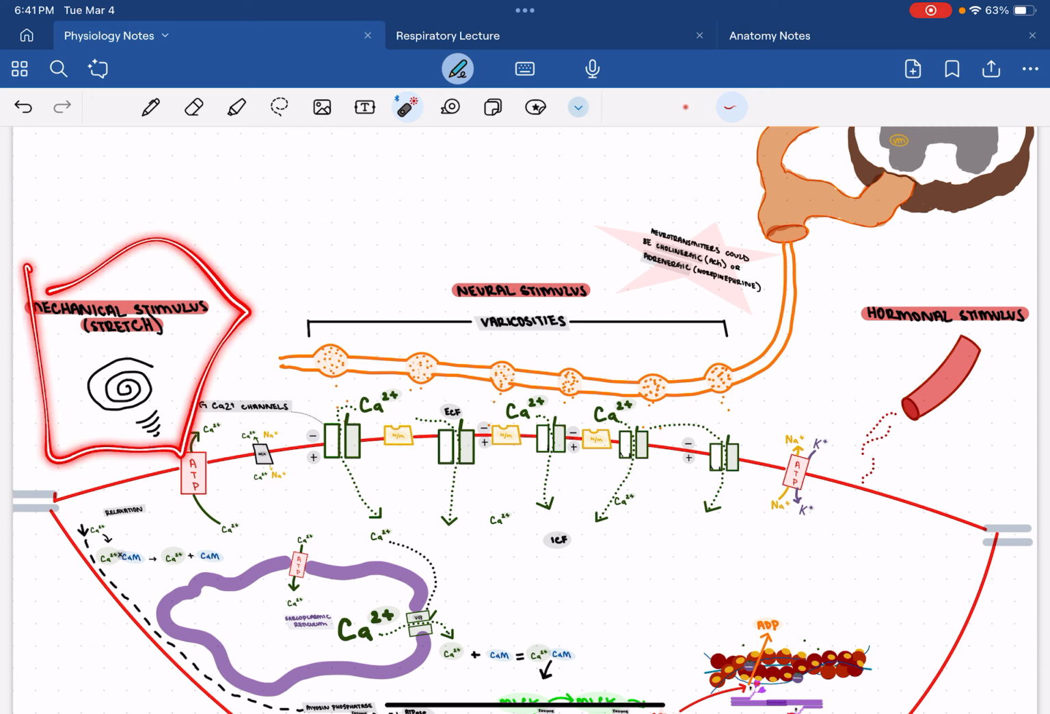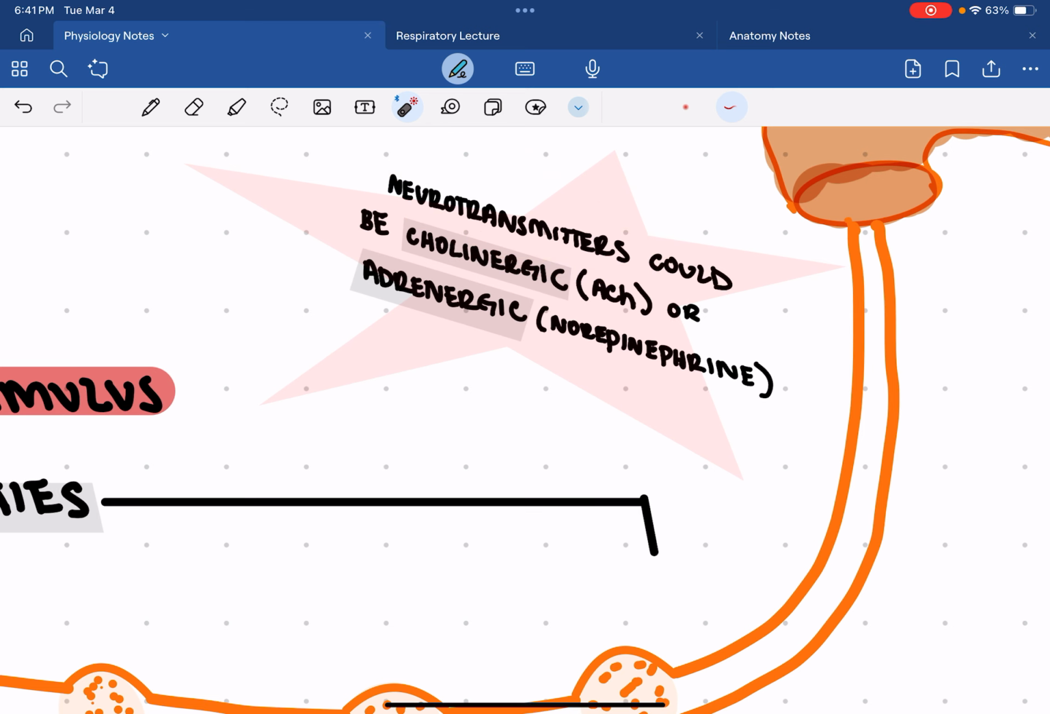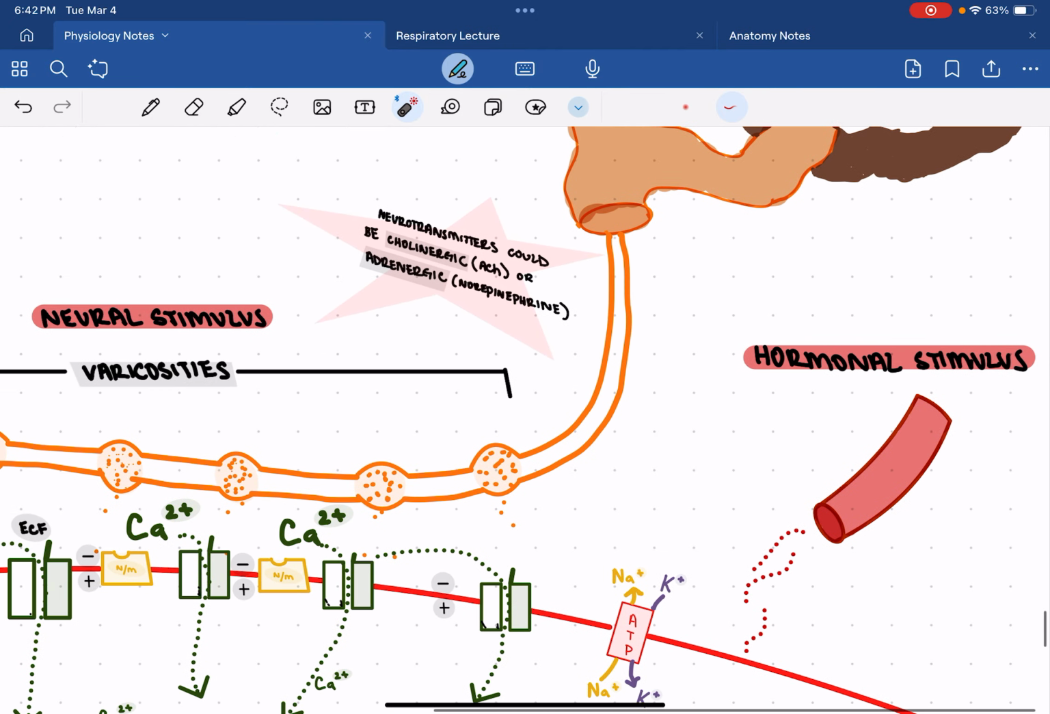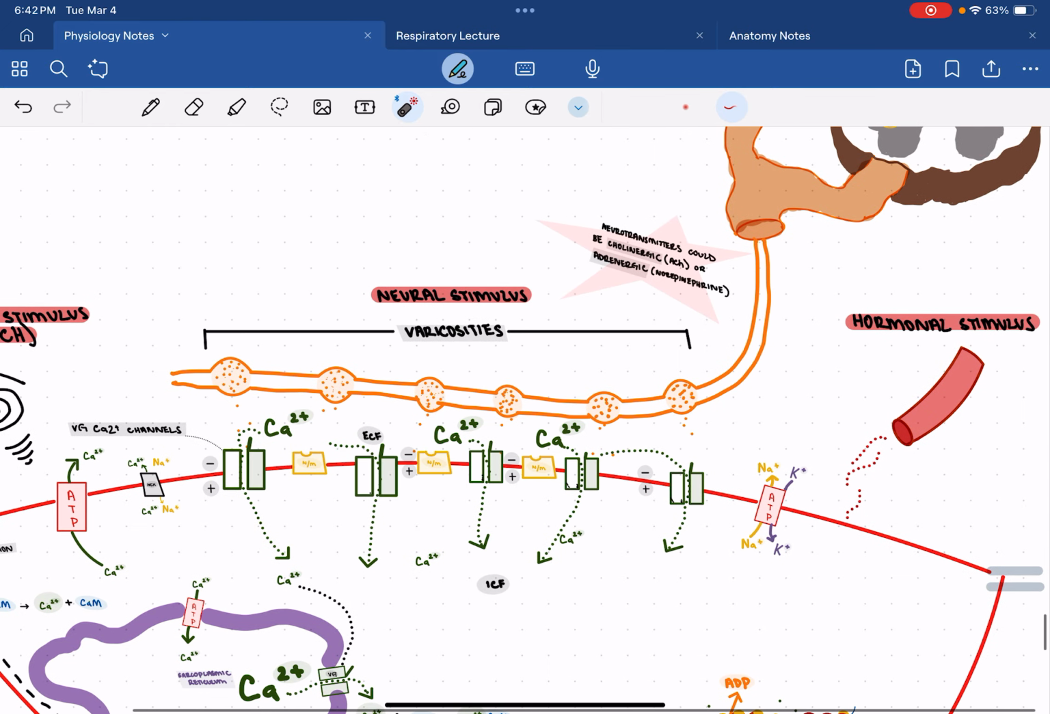We could have a mechanical stimulus, which is stretch, like food going through a passageway in your body. We have neural stimulus. Examples of that would be neurotransmitters, like what we learned with cholinergic acetylcholine, or adrenergic norepinephrine. It could be different neurotransmitters. We could also have hormonal stimulus, and that travels through the blood. And yeah, just different types of things.